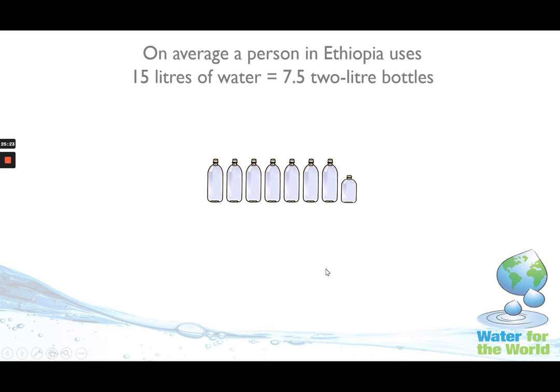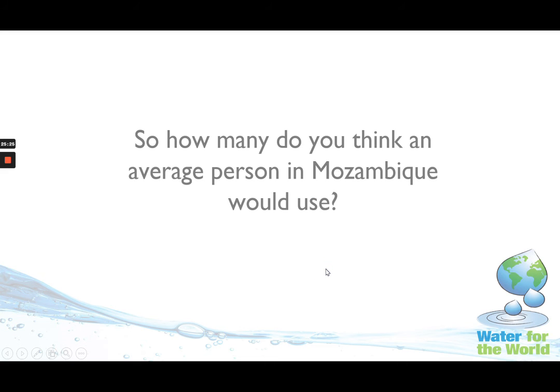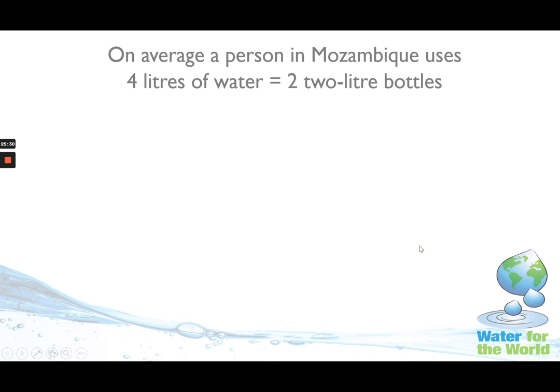Okay, and if we even go to a poorer country, Mozambique, again in Africa, they would only use 4 liters of water, or just two 2-liter bottles. All this water here is how much water they have for living each day. So this includes laundry, it includes drinking water, it includes cooking water. They only use on average 4 liters of water per day, compared to what the US and the UK used.